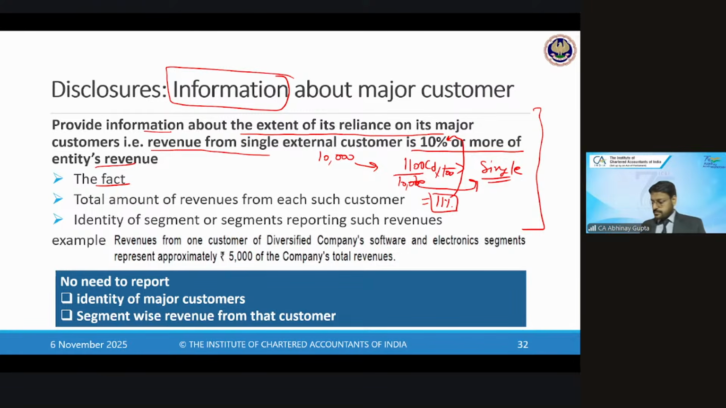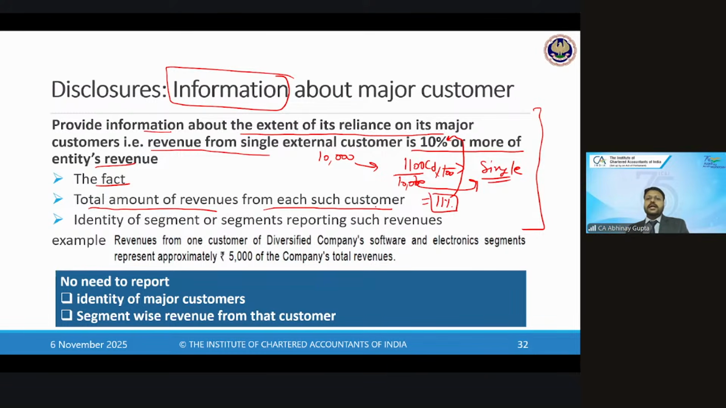Correct? I would say the revenue test and the asset test were 10% or more than 10%. But here 10% is more. Correct. So here it is 10% or more and only on the revenue item, nothing else. Right? Only on the revenue item. Yeah, we need to remember this. Then the total amount of revenues from each such customer.